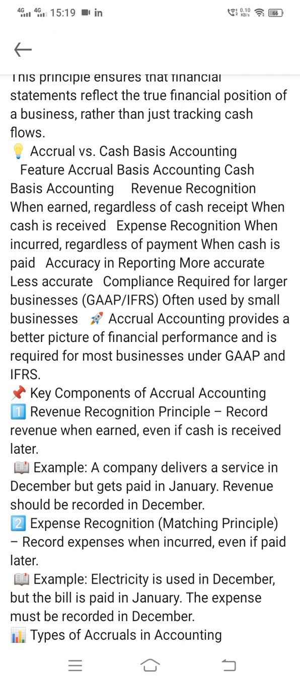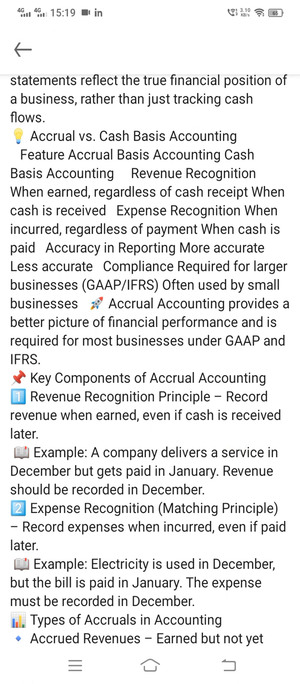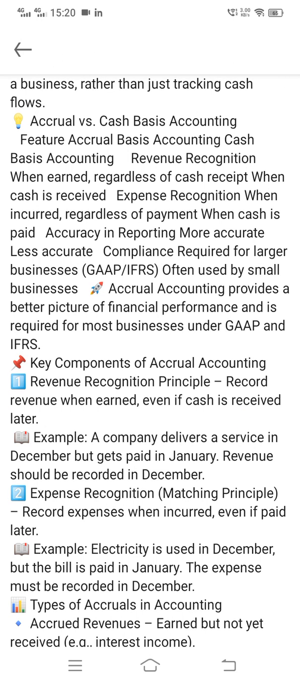Now we have types of accrual. In accrual we have 4 types basically. First is accrued revenue. Accrued revenue is revenue earned but cash not received yet. We have discussed it earlier also. An example is interest income from a bank deposit that has been earned but not yet credited. This is a very practical example, you will be able to understand it.